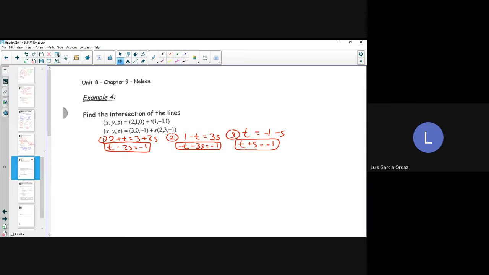So now I can use elimination with these two. So I get T minus 2S is equal to negative 1, and negative T minus 3S is equal to negative 1. I'm going to add these together. T plus negative T gives me 0. Negative 2S plus negative 3S is negative 5S. Negative 1 minus negative 1 gives me 0, which means S is equal to 0. So if I plug that in for S, I'm going to get T is equal to negative 1.